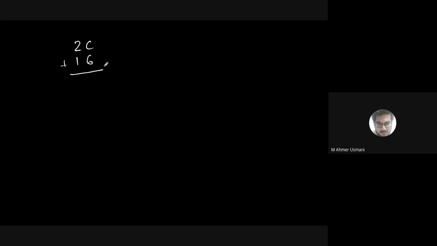तो C के बाद क्या आएगा? Count 6 times. C के बाद क्या आएगा? D. D के बाद क्या आएगा? E. E के बाद क्या आएगा? F. F के बाद 10, 11, 12. So what is the answer that I get? 12. So 12 में से 1 will going to carry, 2 will come down. 1 plus 2 is nothing but 3. 3 plus 1 is nothing but 4. So we are supposed to get 42.